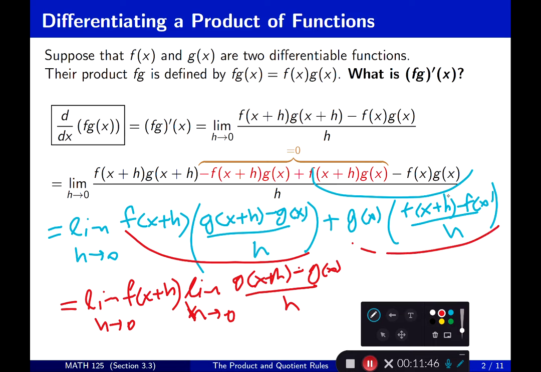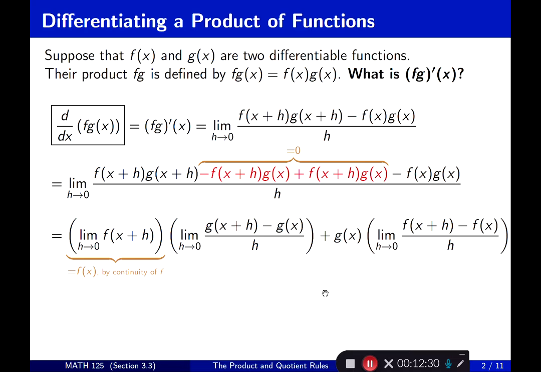So this is f of x, and this is going to be g of x. What about this part? When I distribute the limit, g of x is a constant for this limit. Why? Because it's h going to 0. So g of x stays outside, and then I will have the limit as h goes to 0 of f of x plus h minus f of x divided by h. And this one actually is the derivative, f prime. So we will have f of x times g prime of x plus g of x times f prime of x.